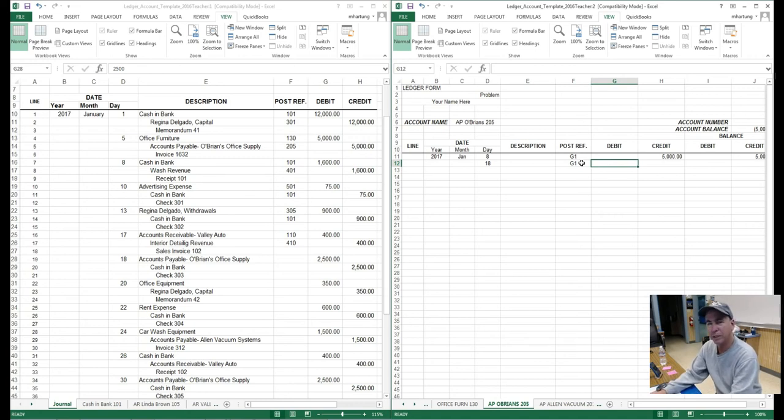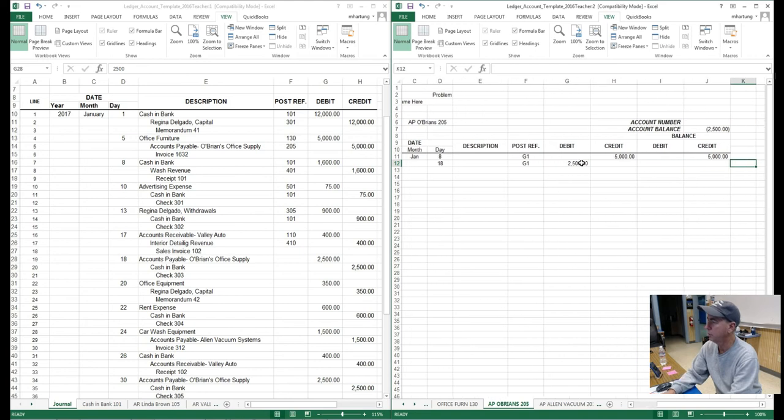So it's a liability. The liability is decreasing, so we are going to debit the account now. How much do we owe O'Brien's now? We owe them previous balance minus the payment of $2,500. So now we owe them $2,500. Account 205.